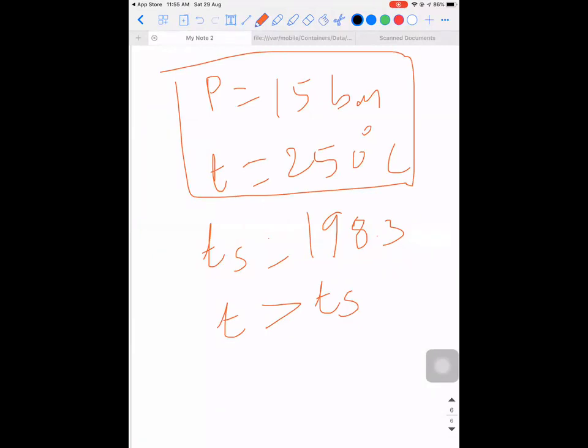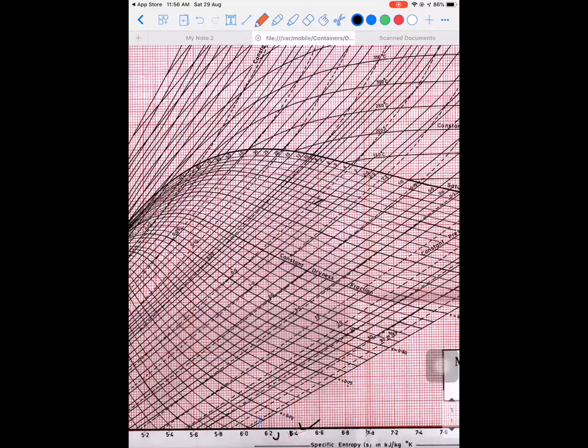So the temperature is only 250, which is more than the saturation temperature. Then this is called superheated steam, and automatically we will go with the property of superheated steam. Then we'll move on to this Mollier chart. In this Mollier chart, first of all, you have to identify what this is.